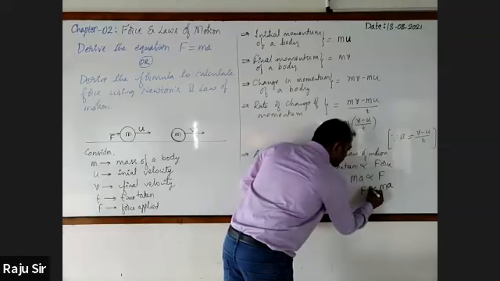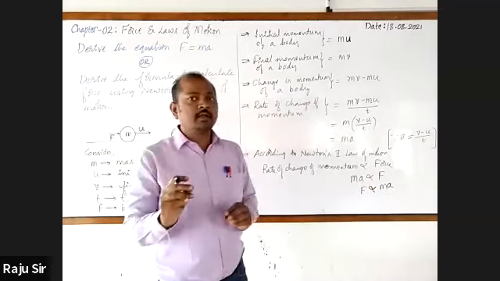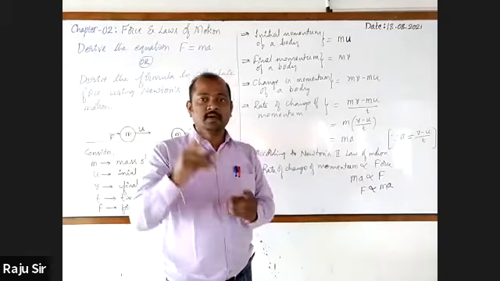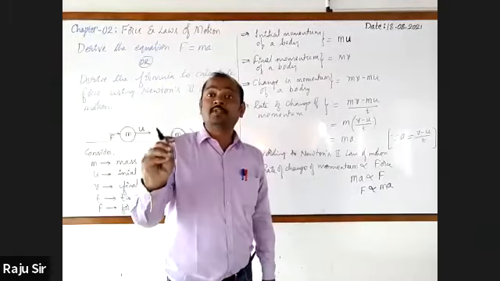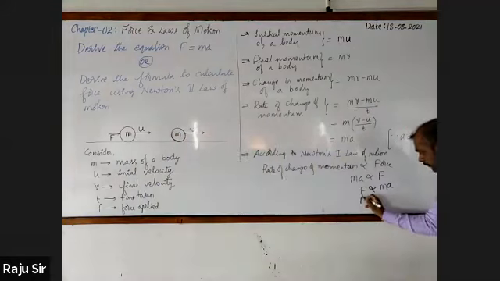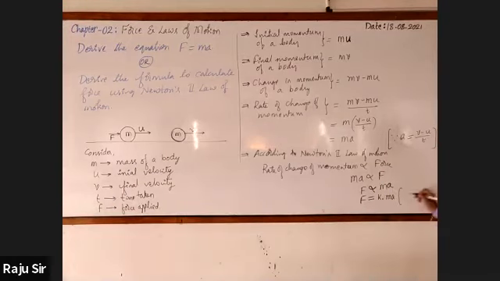What is this symbol? Directly proportional. Now to remove the proportionality, what should we do? We have to give one constant. Very good. We assume a proportionality constant. Here F is equal to K into ma. What is K? The proportionality constant.